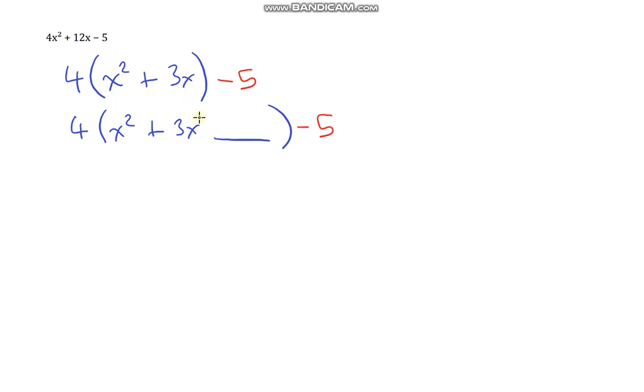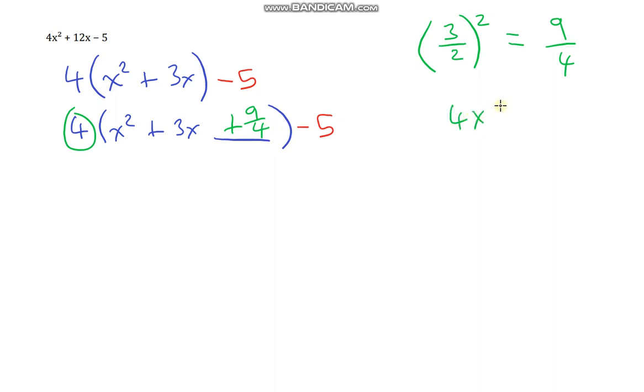Okay, so half of 3 is 3 over 2. If I write this up here, so half of 3 is 3 over 2, and then 3 over 2 squared gives me 9 over 4. So if I write plus 9 over 4 here, and again, I haven't added on 9 over 4, I've added on 4 times 9 over 4. So what is 4 times 9 over 4? Well, the 4's cancel. 4 times 9 over 4 is just 9. So, works out quite nicely. I've actually added on 9 to my expression.